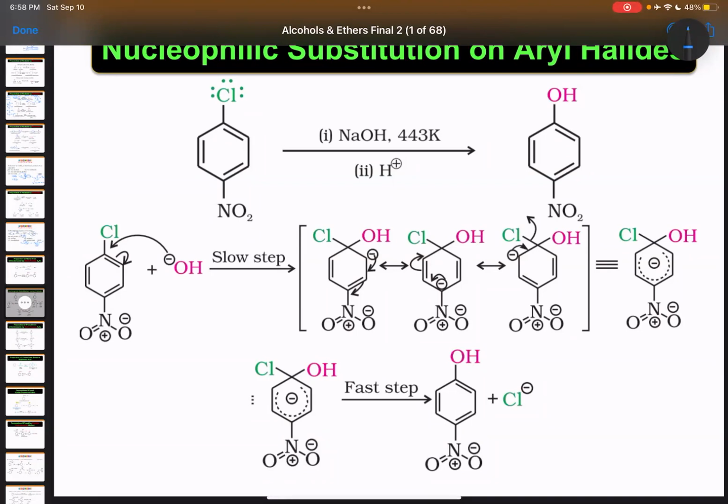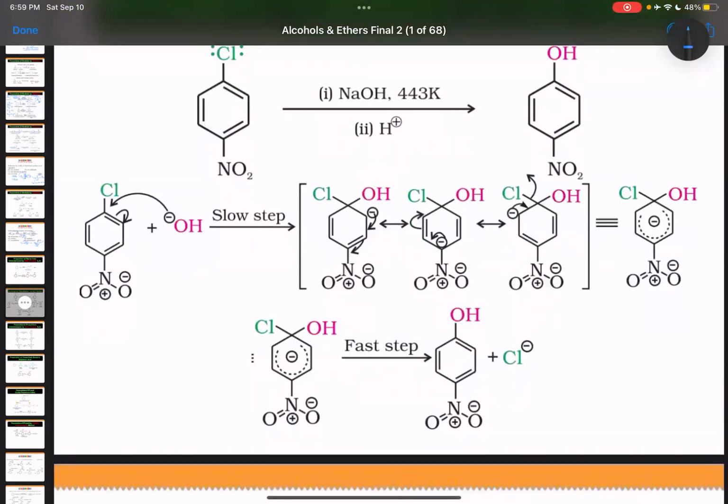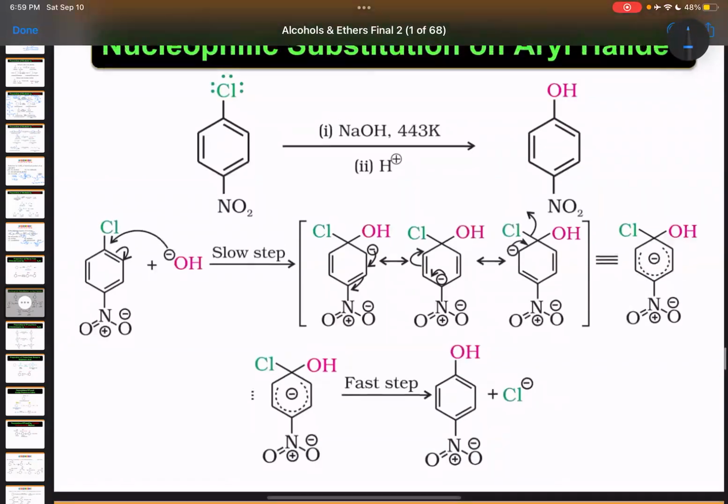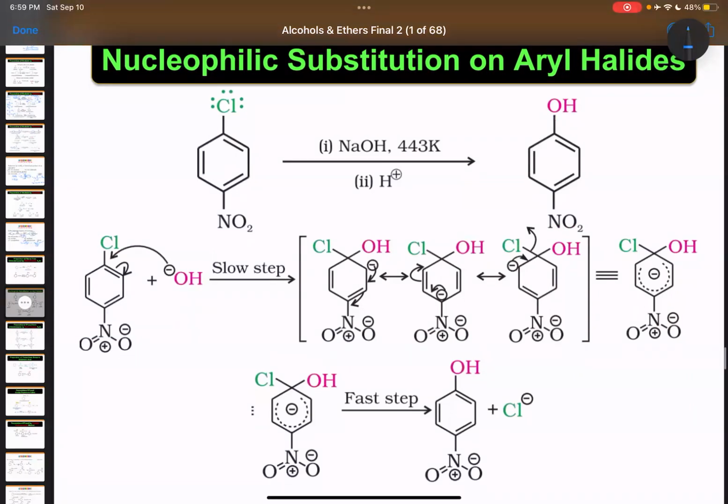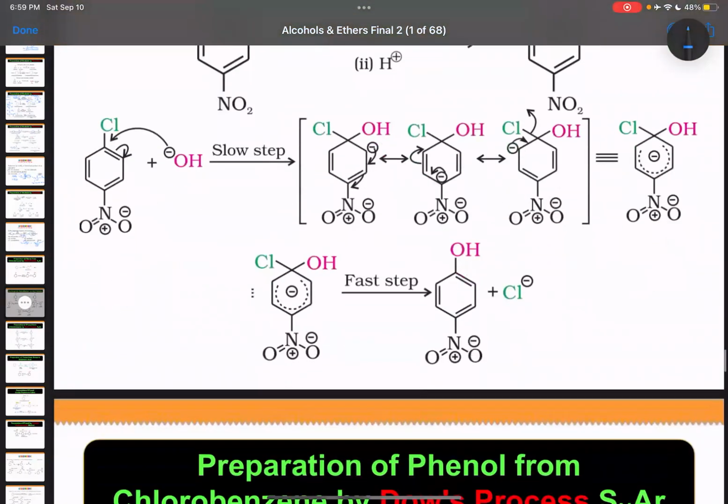NO2 at the para position is going to increase the rate of the reaction. Clear? So initially OH attacks, and this mechanism we discussed. I'm going very quickly through this because we discussed it in the halide chapter. But if you have any doubt, you can stop me anytime. Not a problem. I will explain it again.